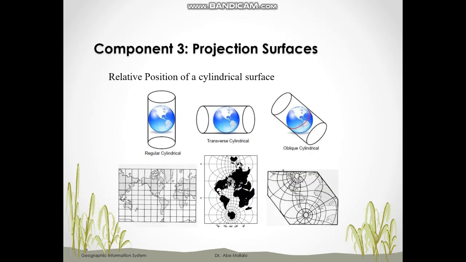So if you use a cylinder as projection surface, you have three options depending on the orientation of the cylinder. It can be a vertical cylinder, which produces this map. It can be a transverse cylinder, which produces this map. It can be an oblique cylinder, which produces this map.